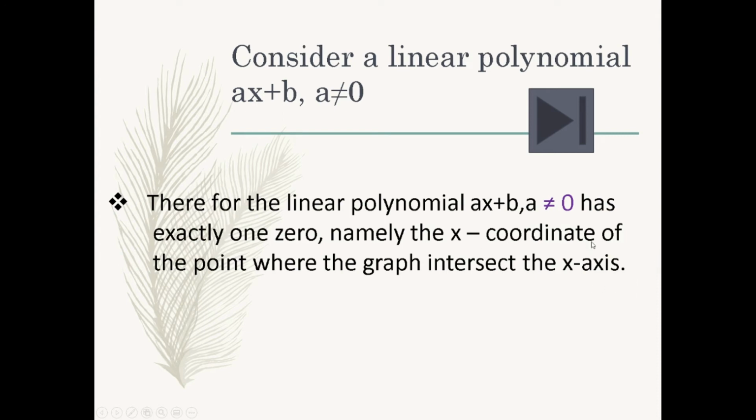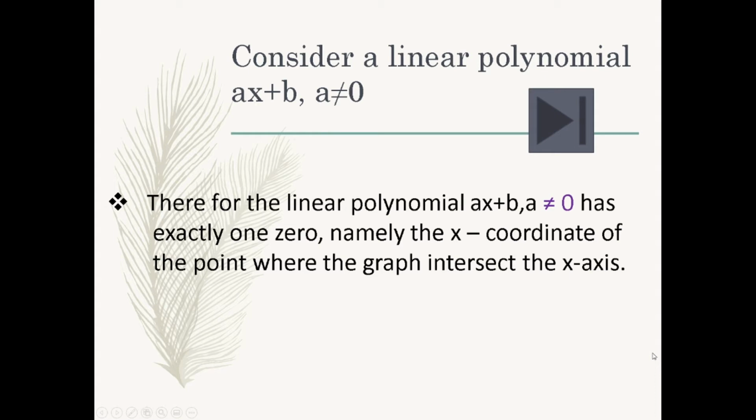Therefore, the linear polynomial ax plus b, a not equal to 0, has exactly 1 zero, namely the x-coordinate of the point where the graph intersects the x-axis.